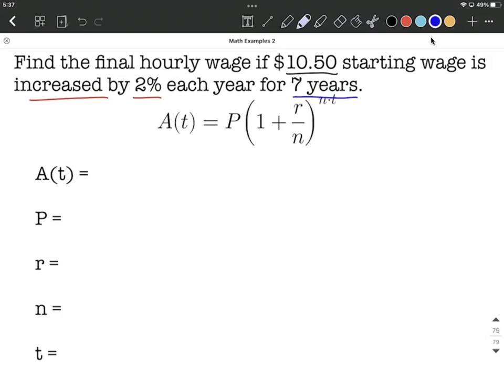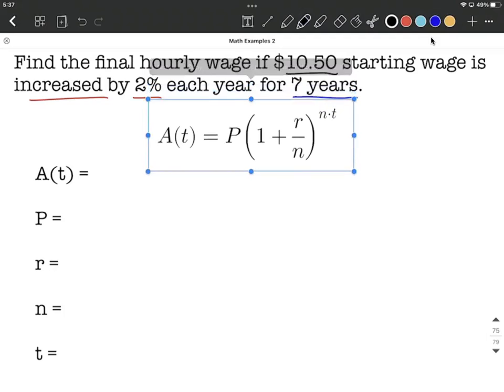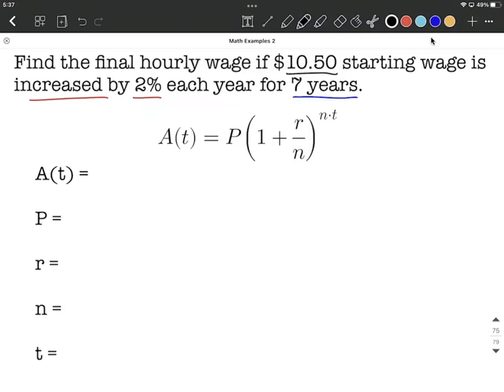So the components we want to start filling in: our starting amount is $10.50. And I'm using the compound interest formula. It's not the continuously compounded interest formula, the one that has the e raised to the power, because I didn't see continuously involved in any of the wording of this problem. All right, so the components we can fill in: P is our principal.